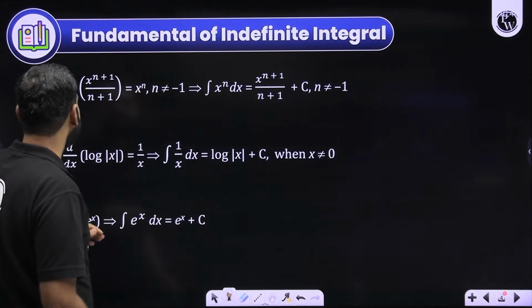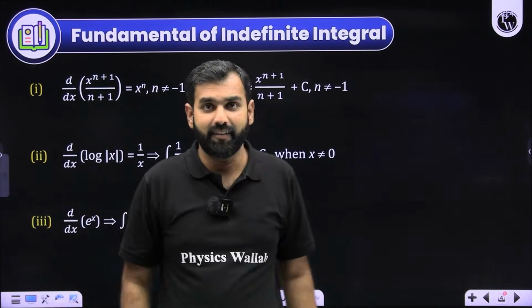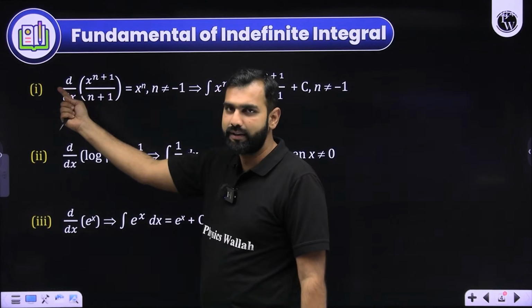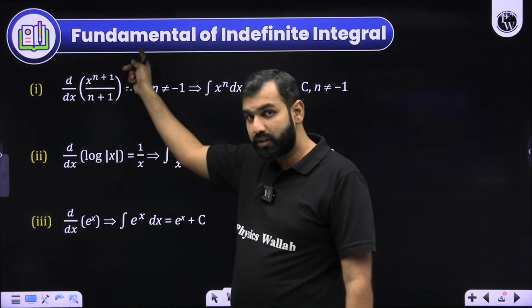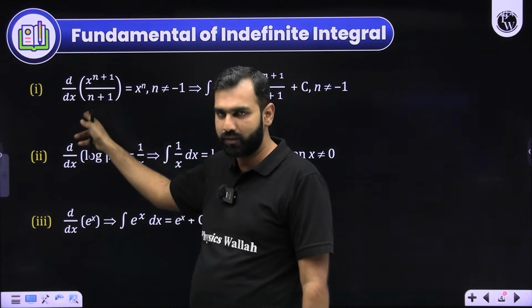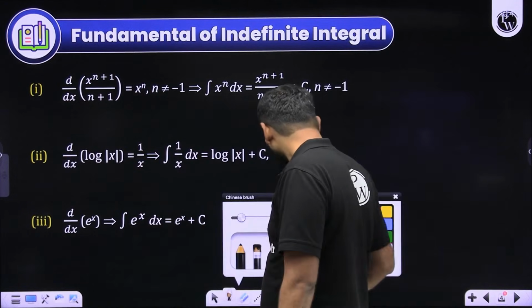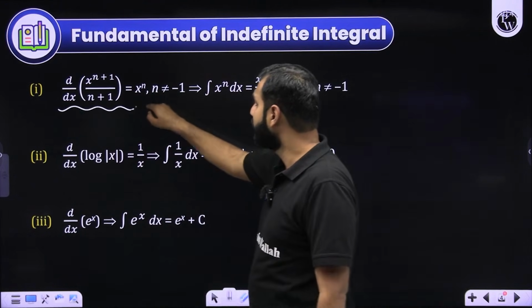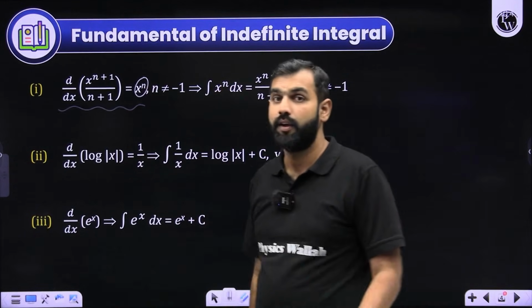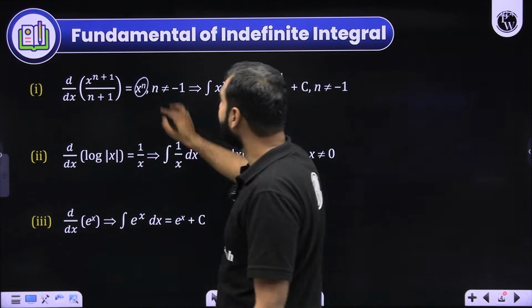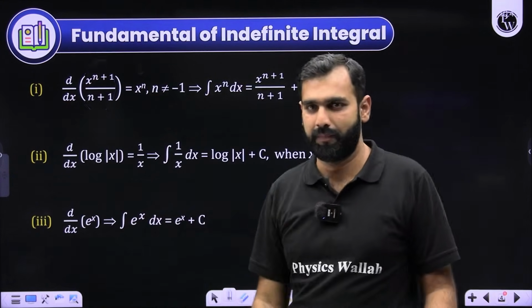Here, let's say if I ask you to differentiate x to the power n plus 1 upon n plus 1, what will be its derivative? Its derivative will be n plus 1 in the front times x to the power n plus 1 minus 1, upon n plus 1. So the n plus 1 terms cancel, and you are finally left with x to the power n. So when you differentiate x to the power n plus 1 upon n plus 1, you get x to the power n. So opposite means the integration of x to the power n will be x to the power n plus 1 upon n plus 1. Did you get that part?